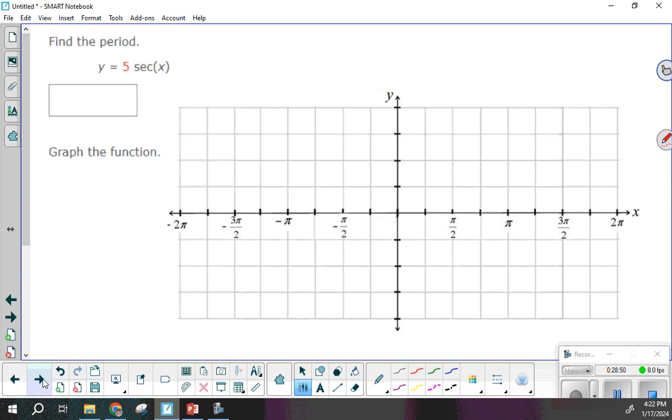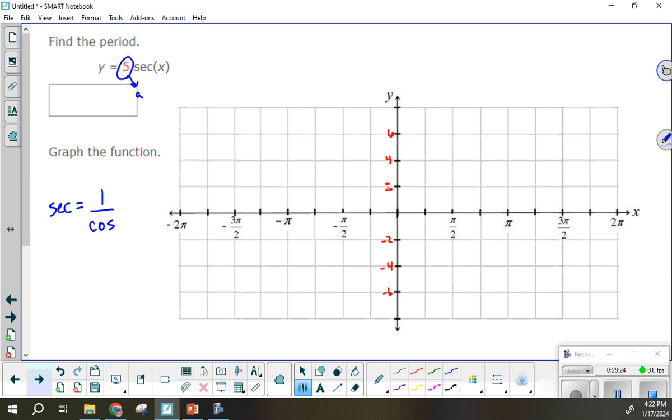Okay, next one, 5 times secant x. On this one, I'm going to label these at like 2, 4, 6, -2, -4, -6. Okay, so secant, remember, is 1 over cosine. So I'm going to kind of draw the cosine. Now, our amplitude is 5.